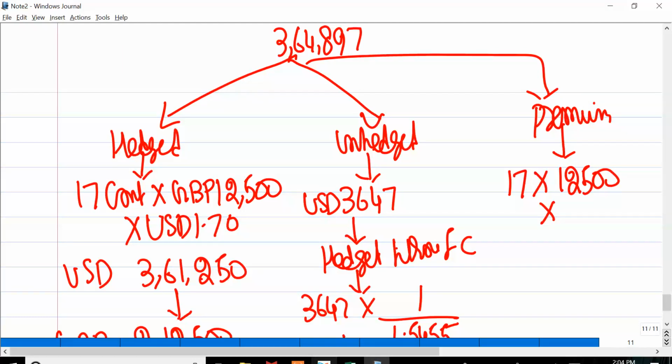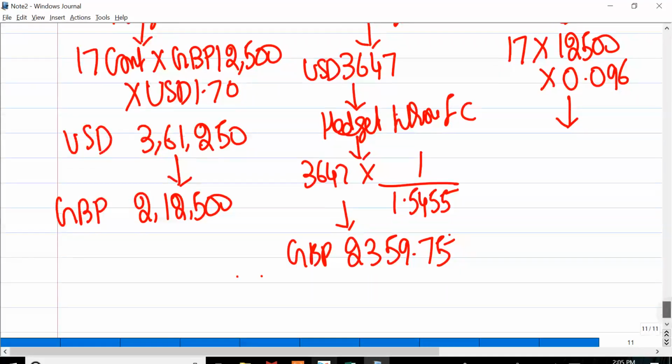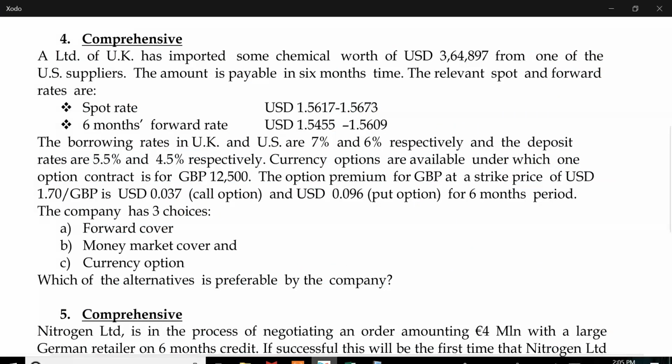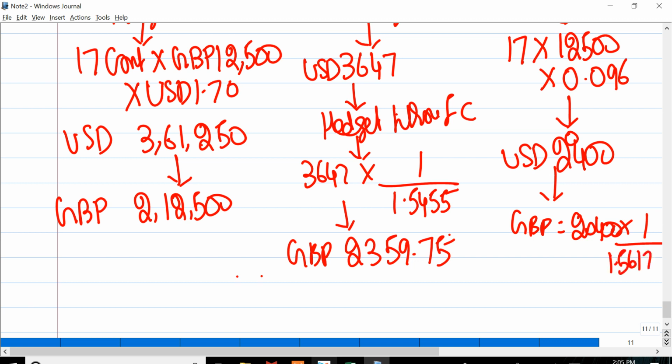What is the premium for the put option? 0. Can you multiply and tell me how much this is? 20,400. Is this premium US dollars or GBP? Premium is in US dollars. This is paid on day 0. I'm going to convert this into GBP now. Can you tell me what is the spot rate? How much is this? 13,062 GBP. Okay, these three are my outflow.